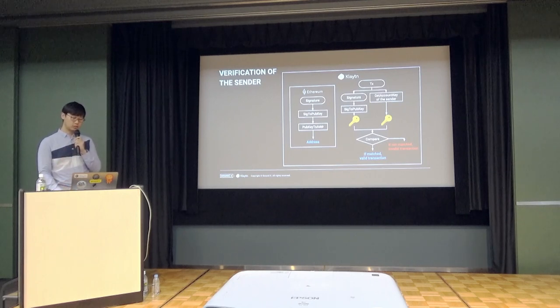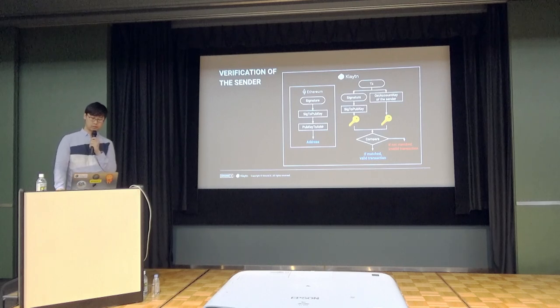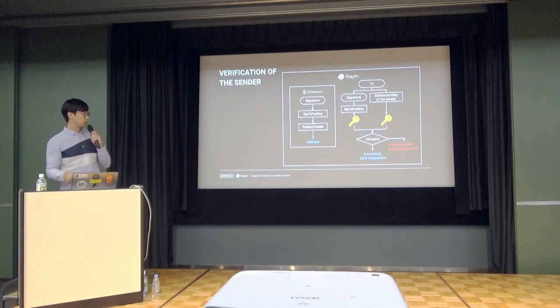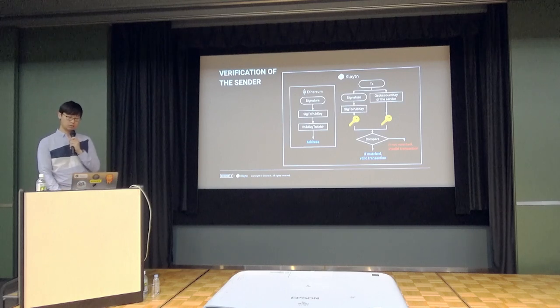So for Ethereum transactions, we can use the same mechanism, but for other newly introduced transaction types, we can follow the right-hand side. So we can get the signature from the transaction, and we can get the public key from the signature. And we can get the account key from the sender address of the transaction. So we get two public keys. And you can compare both keys, and if they match, then you can say that this is a valid transaction. If they do not match, then you can say that the transaction is invalid.